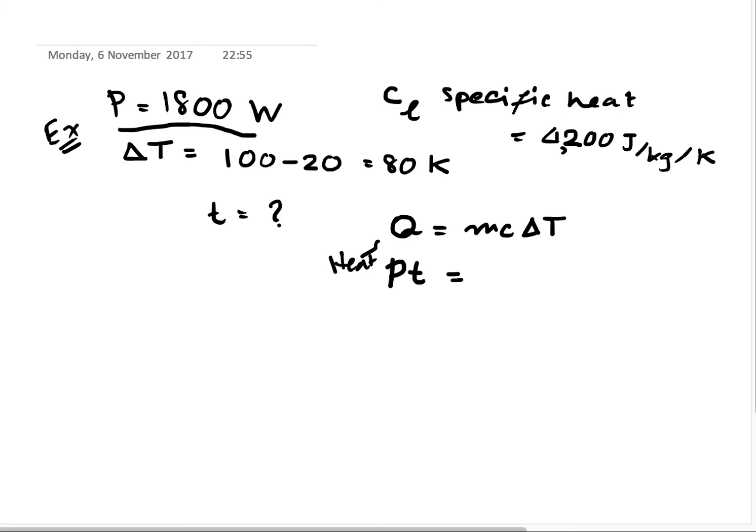The mass, we are not given here, but we have been given the volume, so 1 liter. Now, what is the mass of 1 liter of water?